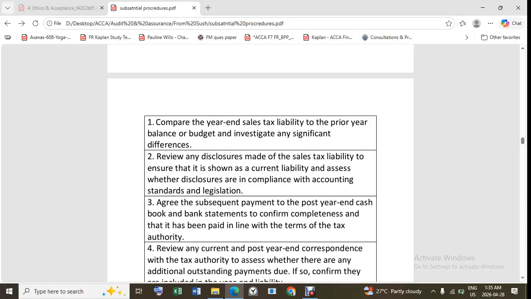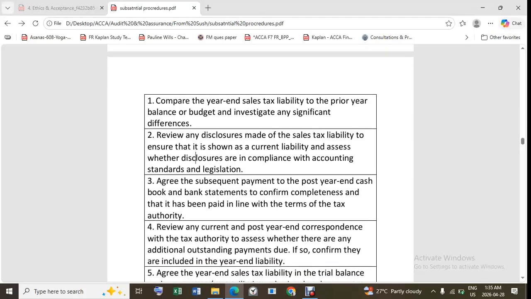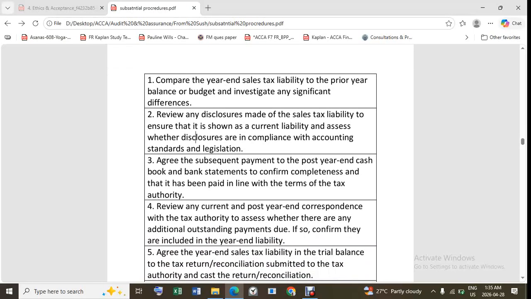Number 3, agree the subsequent payment to the post-year end cash book and bank statement to confirm completeness and that it has been in line with the terms of the tax authority. Why? Because if the tax is paid after the year end, it proves that it exists. So it confirms the completeness.